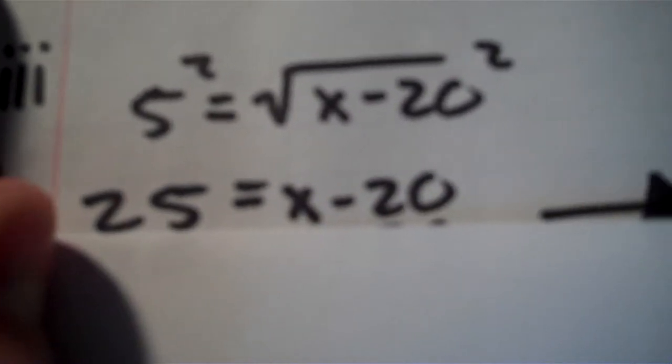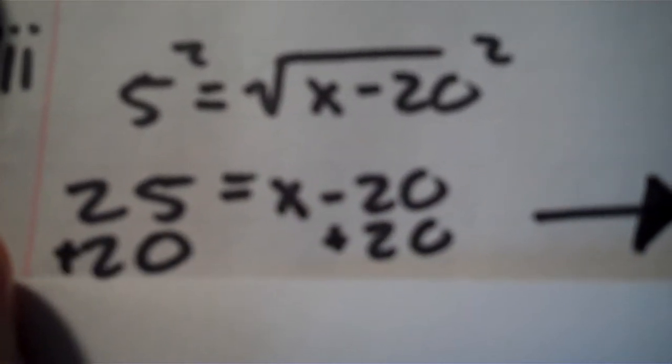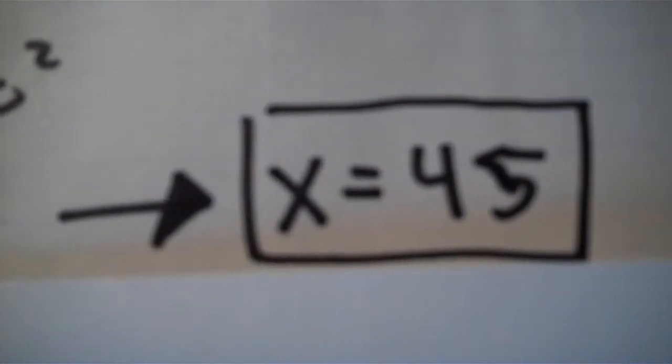Then we still have to square it because we still want to get rid of that radical. So we square both sides. We end up with 25 equals x minus 20. And then we go ahead and add like terms again, isolate the x, and we get x is equal to 45. Then after you get the answer, you can go ahead and check it, which is what I did.